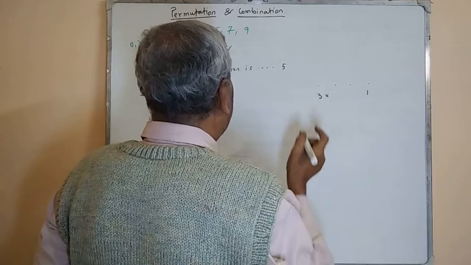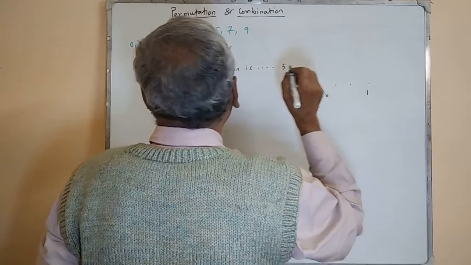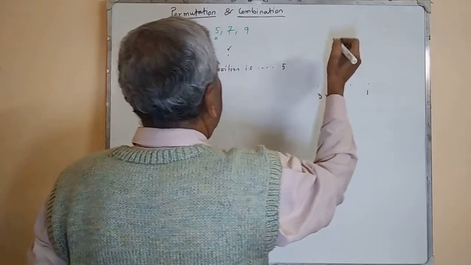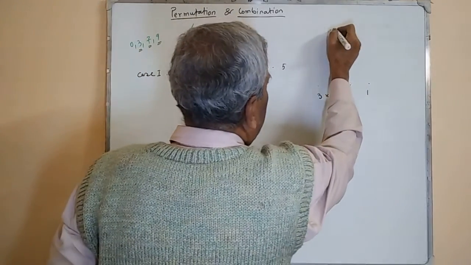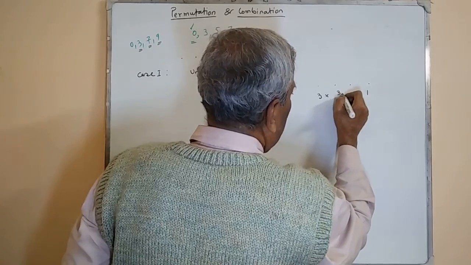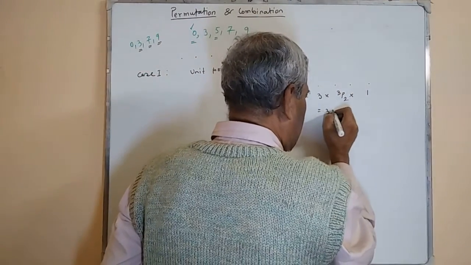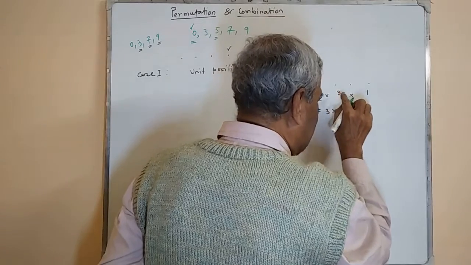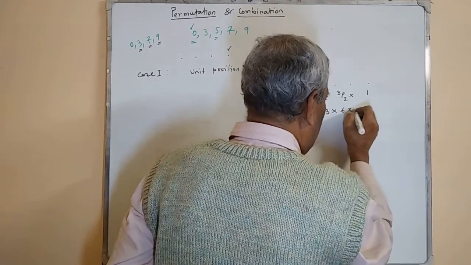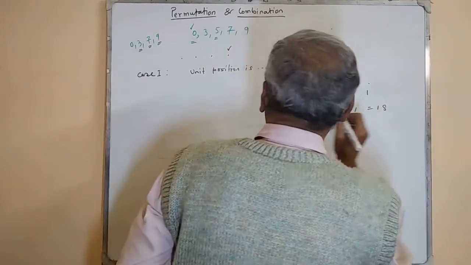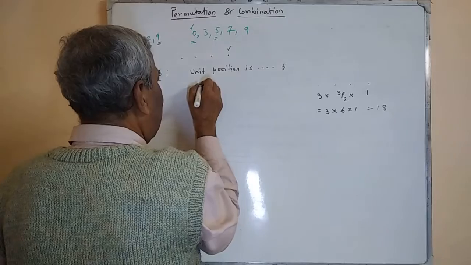So after filling these two positions, the total number of digits left is 3, because out of 5, 2 are engaged. 3, and these two positions can be filled like that. So it is equal to 3 into factorial 3 by factorial 1. That is factorial 3 means 6 into 1 is 18. So for case 1, the total answer is 18.